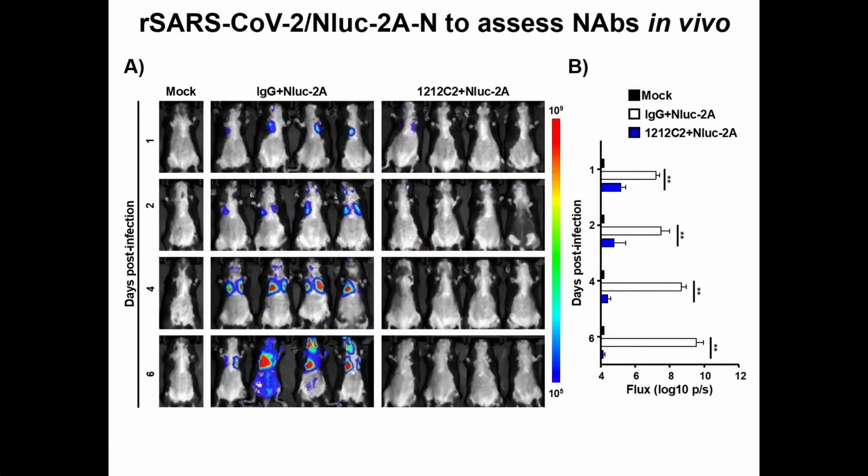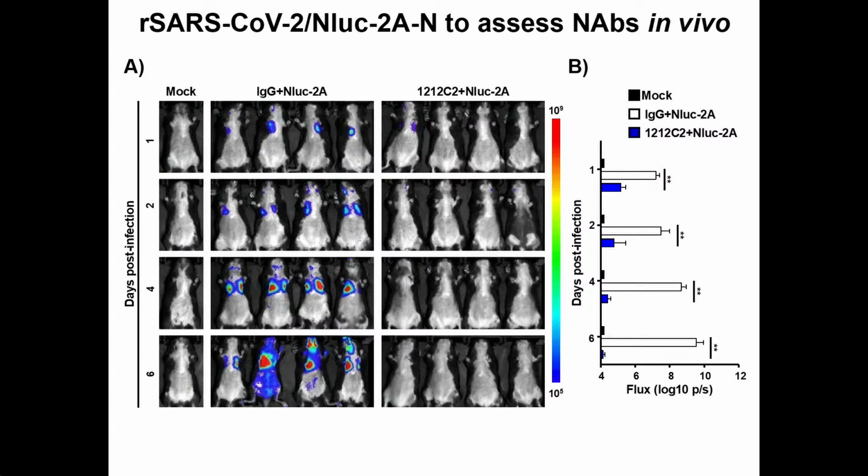Now the question is, can we use this nanoluciferase-expressing virus to evaluate therapeutics against SARS-CoV-2? And the answer is yes. To demonstrate that, we used a monoclonal antibody that we identified and isolated from a human that was infected with SARS-CoV-2, called 1212C2, and we showed that it nicely neutralized the virus in vitro.